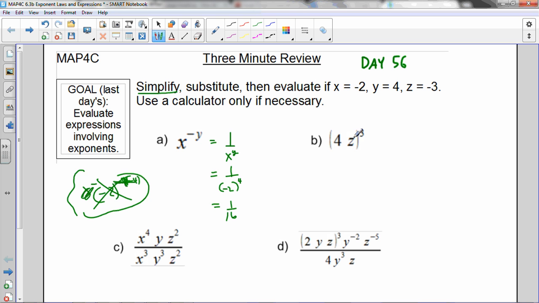Okay, next. This is one of those examples where instead of pounding something into a calculator, let's use an exponent rule and simplify this. Because there's no plus in here, the 3 applies to everything inside the bracket. So this is 4 cubed and then z cubed. Well, 4 cubed, you can do that in your head, is 64. Z is -3 cubed. And now it's time to reach for a calculator. 64 times -3 cubed is -1728.